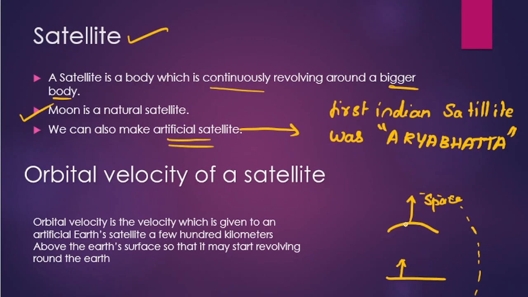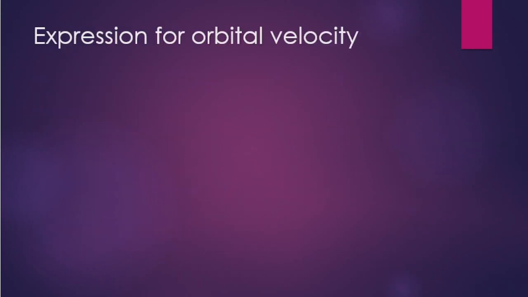If we give some velocity for that purpose, then it is called the orbital velocity. Our orbital velocity is also called the critical velocity. Orbital velocity is also called critical velocity. Clear, everybody?